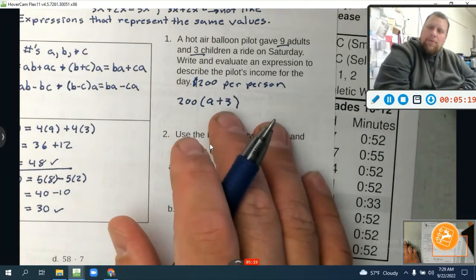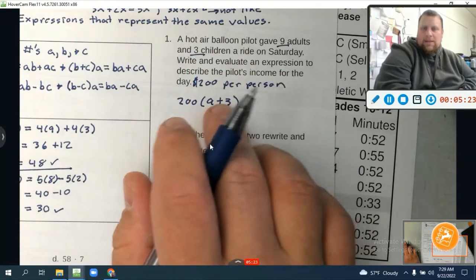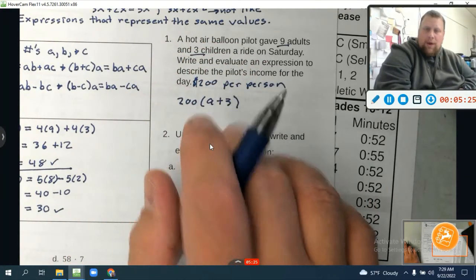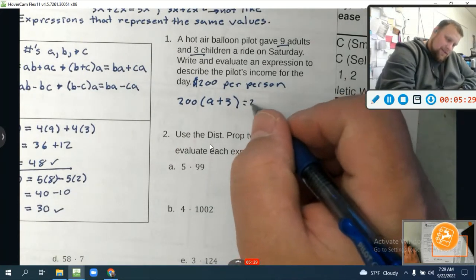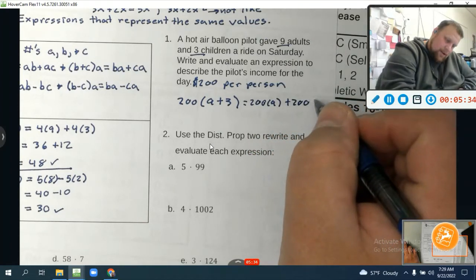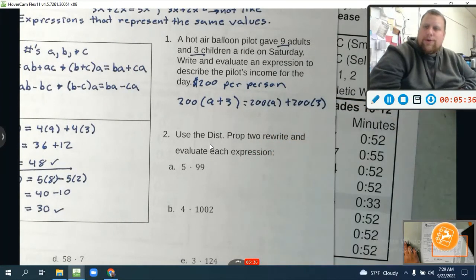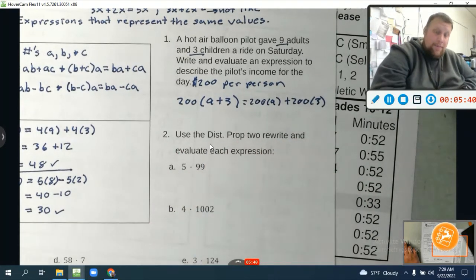I'm doing this on purpose to show you, so that when we add variables into the mix, you know the form to write it in. So again, this would equal what? 200 times 9 plus 200 times 3. And yes, some of you are thinking it's just 200 times 12, Mr. Tim. I know. Go ahead, test it. It's going to work the same.